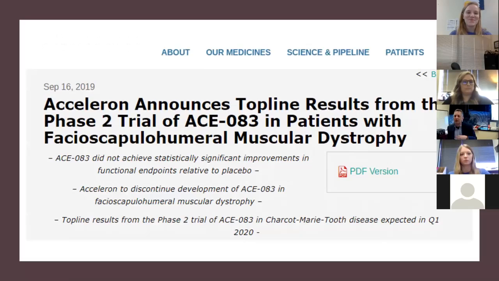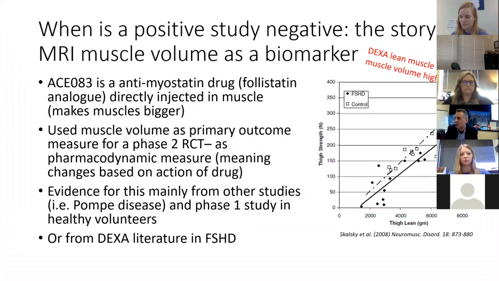And so what I want to do is start with the Acceleron study. And some of you may have seen this. Some of you may have participated in it. They announced their top-line results. This was a big deal for FSHD. I mean, this is the first phase 2 large industry trial we had in a very long time. And so what I'm going to center on here is a little bit on their choice of outcome measures, their inclusion criteria, and the interpretation of their study.